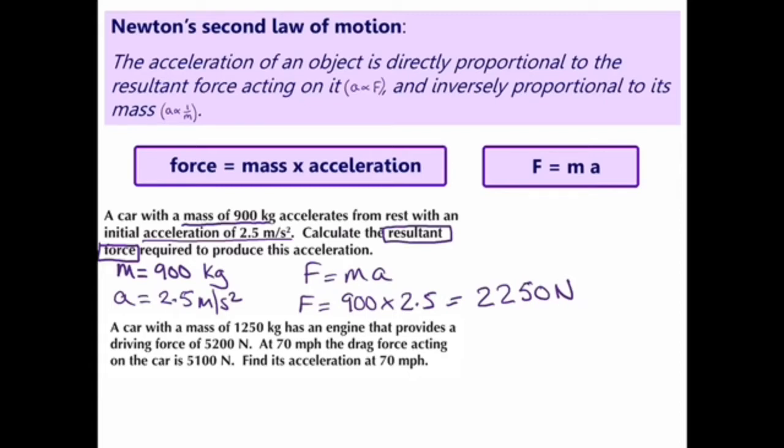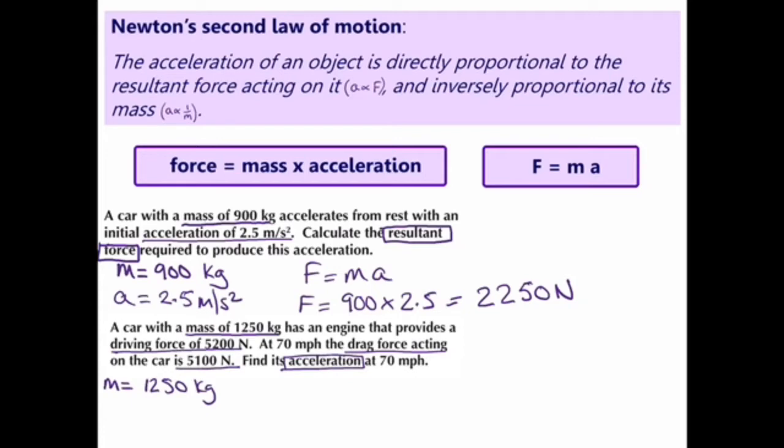Same idea with the next one. However, there's a bit of a catch. Car with mass 1,250 kilograms, that's straightforward, has an engine that provides a driving force of 5,200 newtons and we've got a drag force of 5,100 newtons. Find its acceleration. So they've given us two forces, so which one do we use?